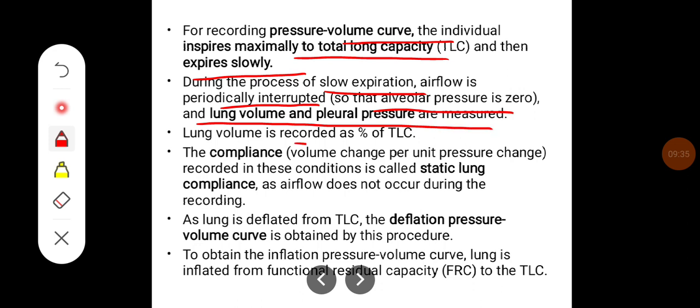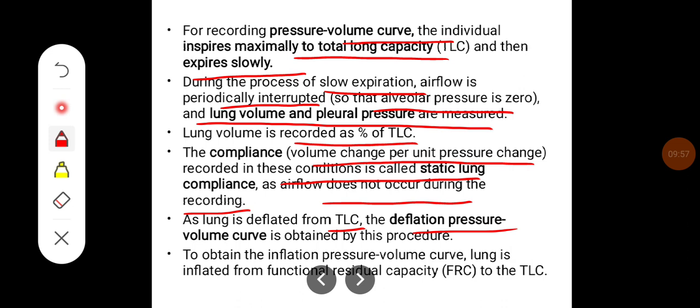The lung volume is recorded as a percentage of total lung capacity. The compliance, the volume change per unit change in pressure recorded in these conditions, is called static lung compliance, as airflow does not occur during recording. As the lung is deflated from TLC, the deflation pressure volume curve is obtained by this procedure. To obtain the inflation pressure volume curve, the lung is inflated from functional residual capacity to total lung capacity.